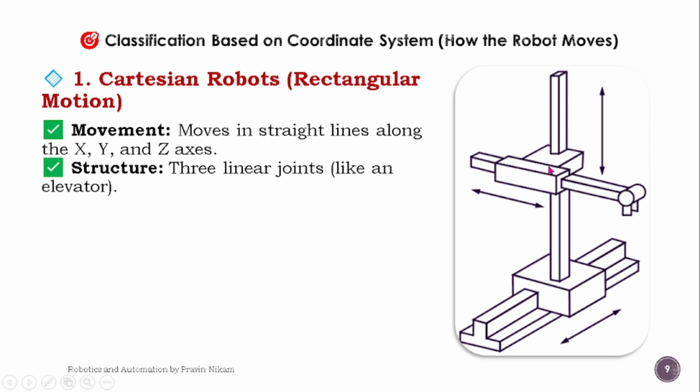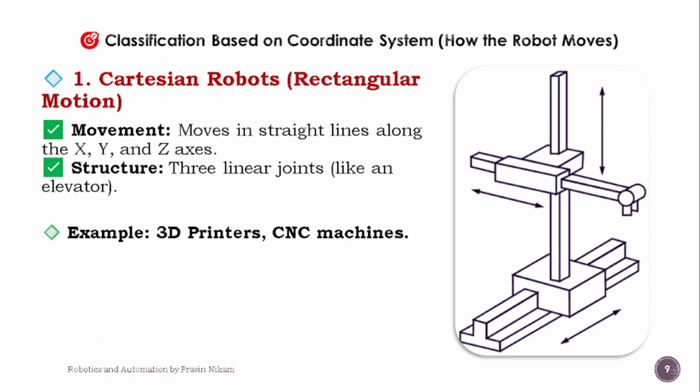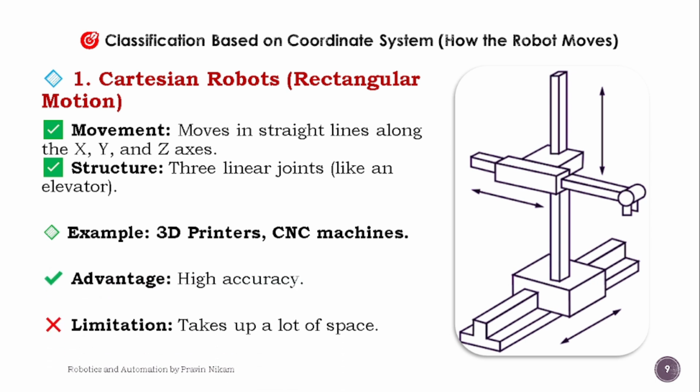So see in this diagram, three joints are there. This is first joint, this is second joint and this is third joint. So this is a motion along x-axis, this is motion along z-axis, and the vertical motion, that is motion along y-axis. And the example is 3D printers, CNC machines. Advantage is high accuracy and limitation is takes up a lot of space.